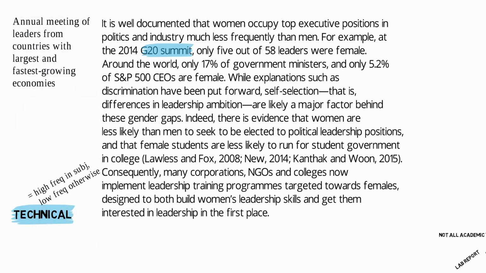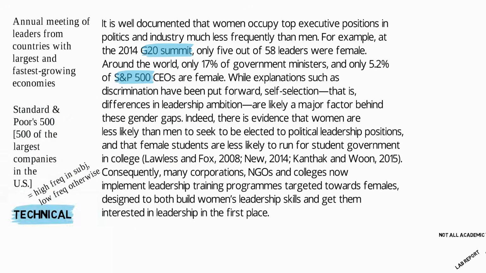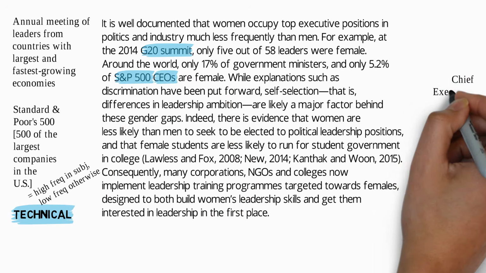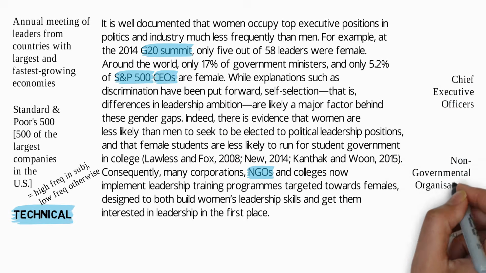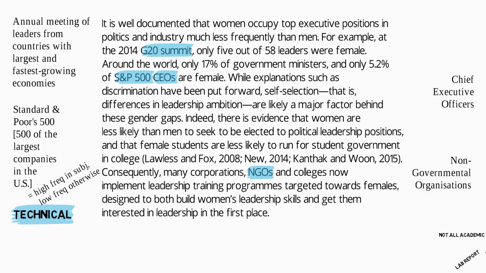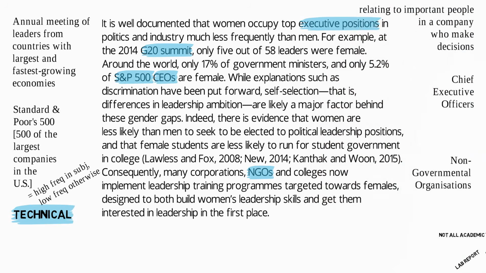S&P 500, this is short for Standard & Poor's 500, which is 500 of the largest companies in the US. CEOs, which you may be familiar with, is Chief Executive Officers. NGOs is non-governmental organisations. Another word actually part of a phrase, which I think is rather technical, is executive positions. Executive means relating to important people in a company who make decisions. So this is a very common phrase in economics, but probably not so common outside of economics. So those are technical words.